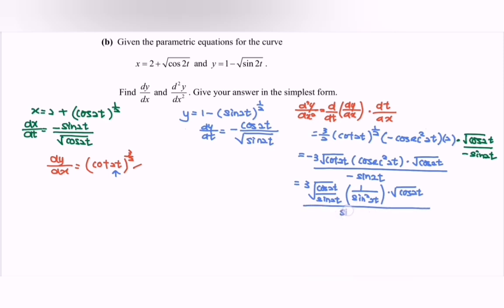From here we can see that the square root of cos 2t multiplied by the square root of cos 2t gives us 3 cos 2t over. In the denominator we have sine squared 2t, then the square root of sine 2t, then sine 2t, so the square root of sine 2t and then sine cubed 2t. If we simplify the indices, we have 1 over 2 plus 3, so we will have 7 over 2. So finally, the second derivative is 3 cos 2t over sine 2t to the power of 7 over 2. So that is the second derivative.